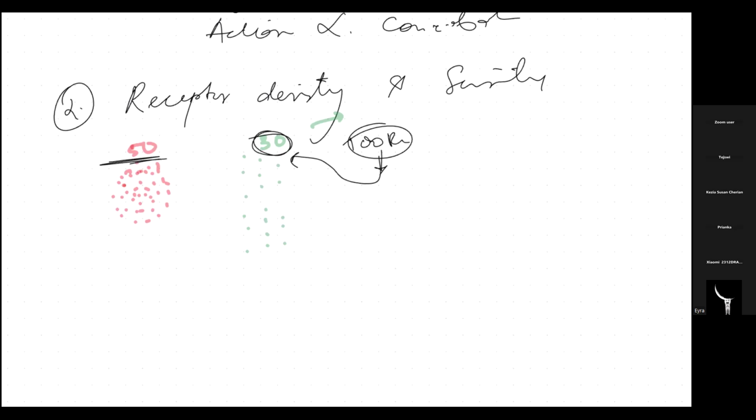Okay, now the second part is the sensitivity. Let's suppose you are having 100 receptors, but the receptors that you have are unable to recognize the drug. They don't have any sensitivity, they are not able to recognize it. Then definitely the action will be reduced. Okay, so this is one of the factors that will influence the drug action.